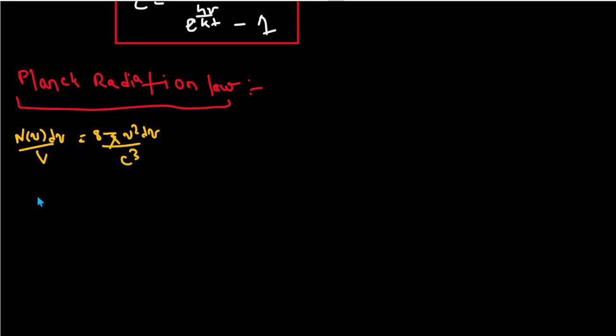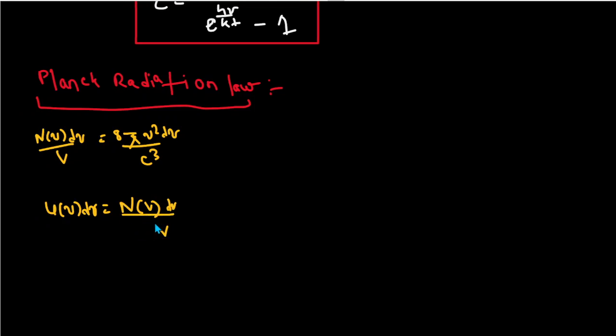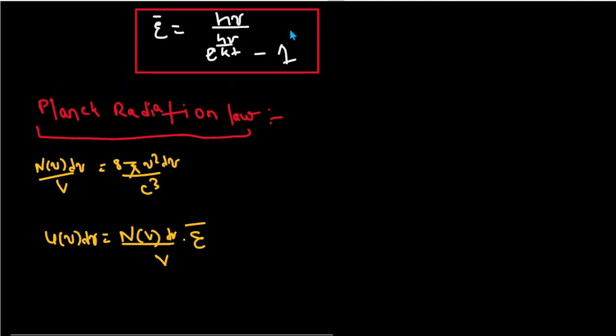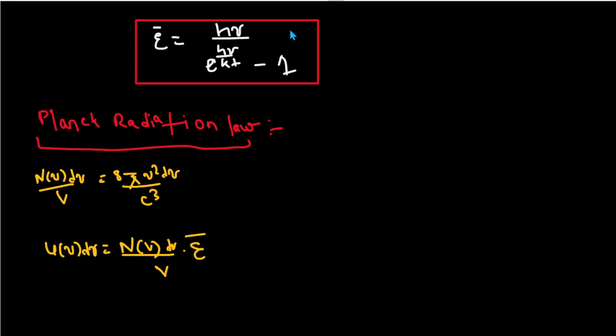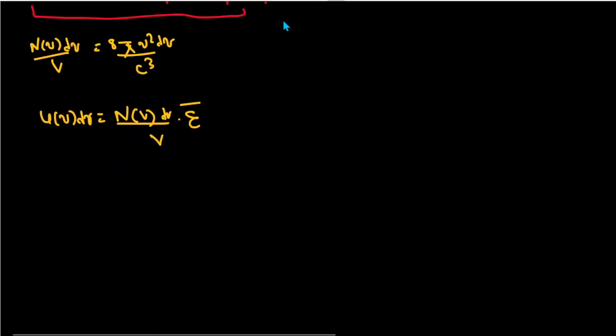And now how can we derive the energy density? The energy density in a given frequency range is equal to the number of standing waves per unit volume in a given frequency range, multiplied by the average energy expression, not kT, because kT is not valid for high frequency. We have to write this average energy expression, h mu divided by e raised to the power h mu upon kT minus 1. And then we will get our general expression for the Planck radiation law.